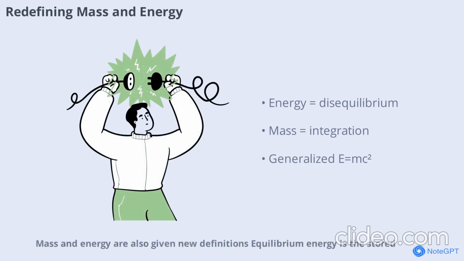Mass and energy are also given new definitions. Equilibrium energy is the stored disequilibrium between expansion and integration, while equilibrium mass measures the resistance to changing the balance state. The classic relation E equals mc² is generalized. Energy becomes a function of disequilibrium, mass reflects integration, and the effective speed of light is governed by the equilibrium metric. At perfect balance, the standard Einstein relation is recovered.